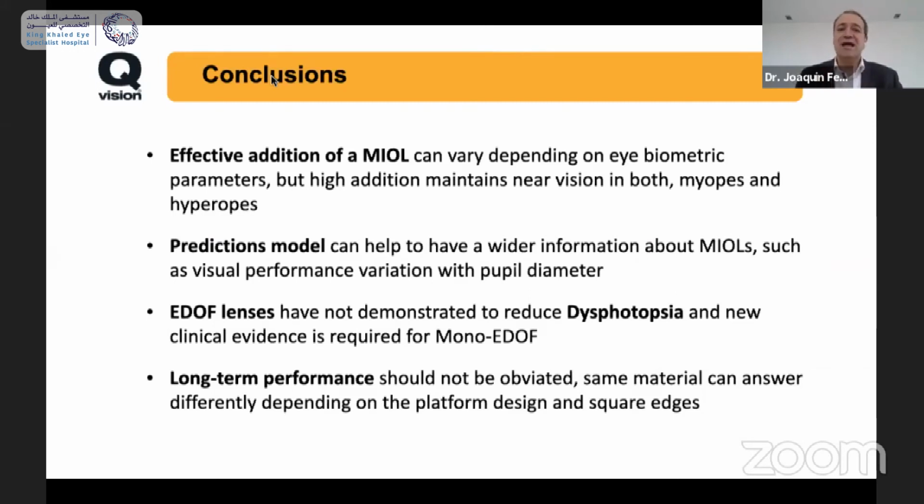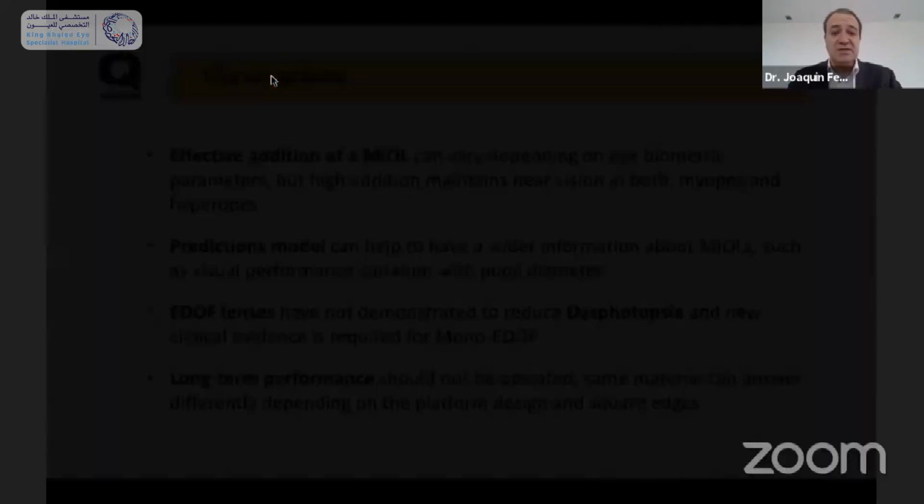The prediction model can help us to have a wider information about multifocal lenses. The EDOF lenses have not demonstrated to reduce dysphotopsia, and overall the diffractive, the new model EDOF need to give us evidence about that. And the long-term performance is exactly something that we need to care about our patient. And thank you very much for your kind attention.